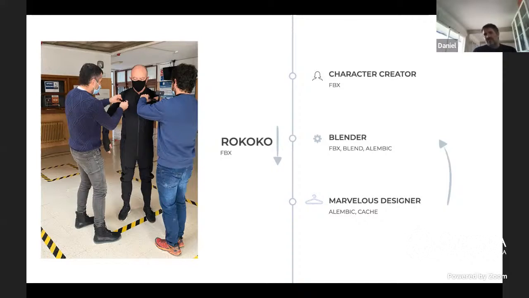Marvelous Designer is very powerful at solving clothing physics. So this is basically the workflow we follow.